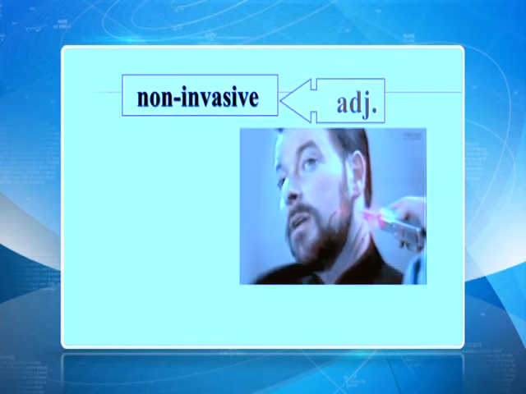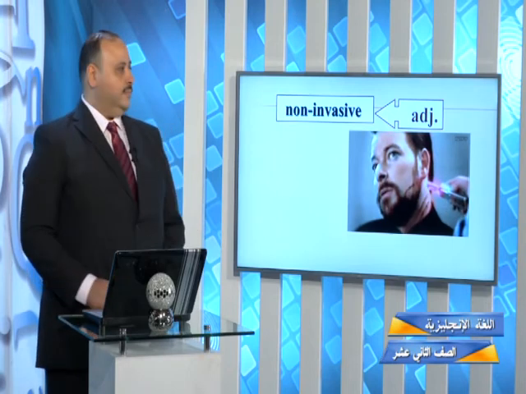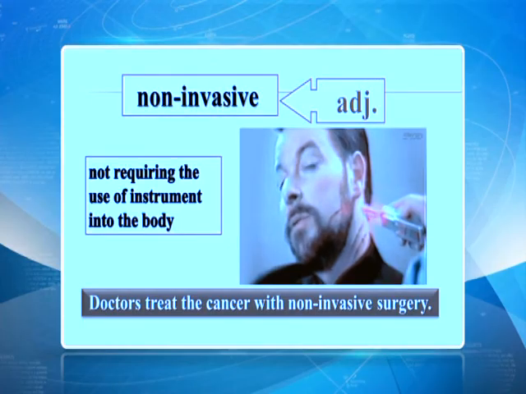This one is quite clear. Non-invasive. The word non-invasive is an adjective, so it describes something or someone. Now, what can you see in the picture? It's a picture of someone who has marks or scars on his face. They want to treat him, but without using any surgical tools. They do not use any surgical instrument. They are using a new method that is called non-invasive. Now let's see the definition. Not requiring the use of an instrument into the body. Doctors treat the cancer with non-invasive surgery.